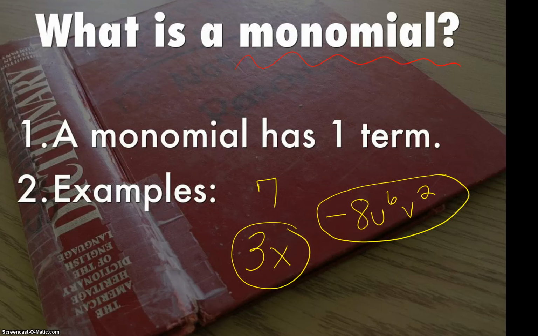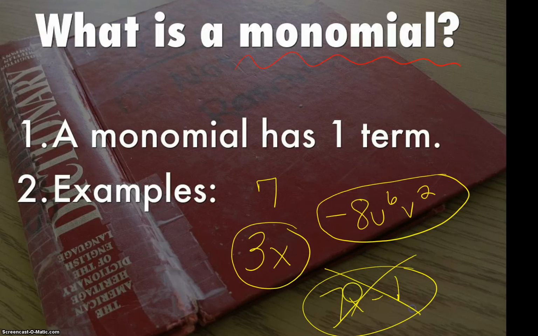So a monomial is just a group of numbers or a single number that has variables or no variables, but it's just one group not separated by addition or subtraction. So this would not be a monomial because it has two terms. So monomial is just one term. So today we're going to learn how to multiply a monomial by another monomial.